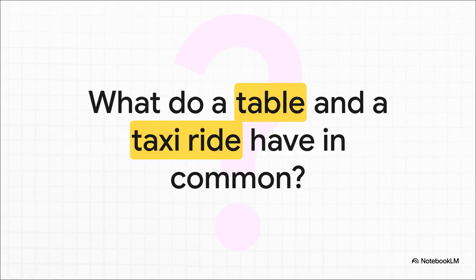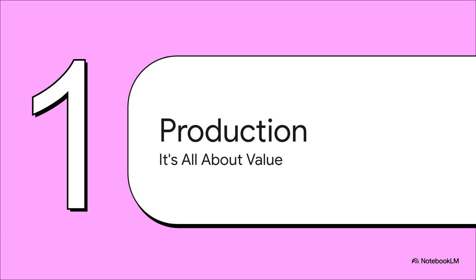Okay, so to get us started, let's kick things off with a little brain teaser. On one hand, you have a solid, physical thing like a table. On the other, you have a service, something intangible, like a taxi ride. They seem like they're worlds apart, right? But in the eyes of an economist, they share something absolutely fundamental. And the answer, believe it or not, is value.